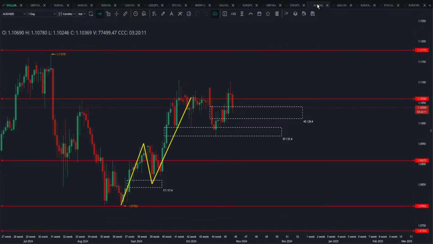Aussie against New Zealand, fair value gap created to the downside, inverse. Now this may be an area from where the price will go higher again to the target of 1.1177, although on the way up it has not created any fair value gap. But yes, this inverse fair value gap may be used as an opportunity to go long here.